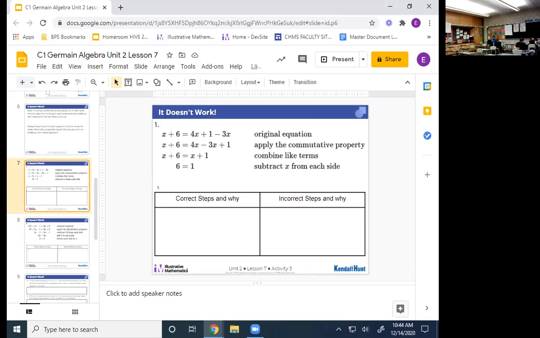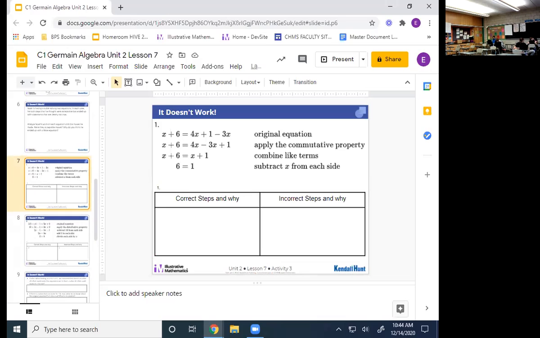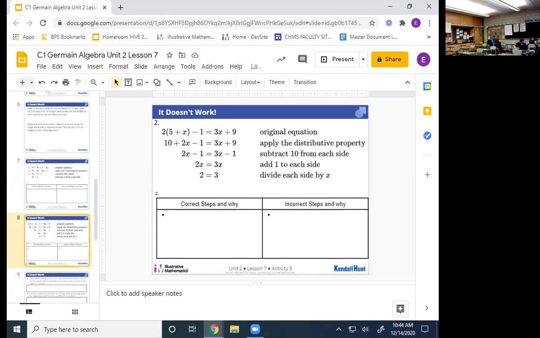Anyways, you're looking at this one, then you're looking at this one, on slide number 8, number 2. Where are his problems here? Where is he correct? Where is he incorrect? And, go ahead, you're taking 6 minutes right now.